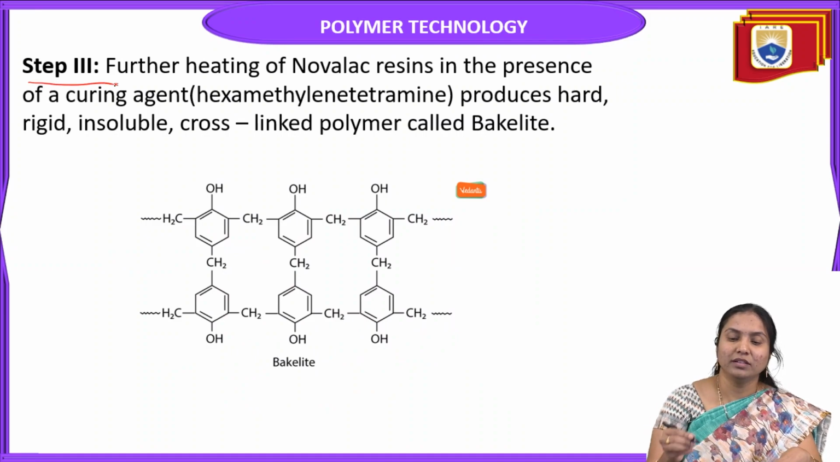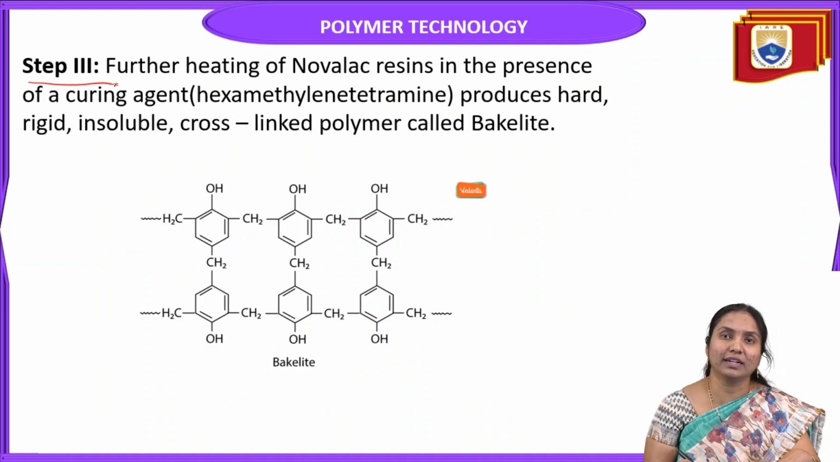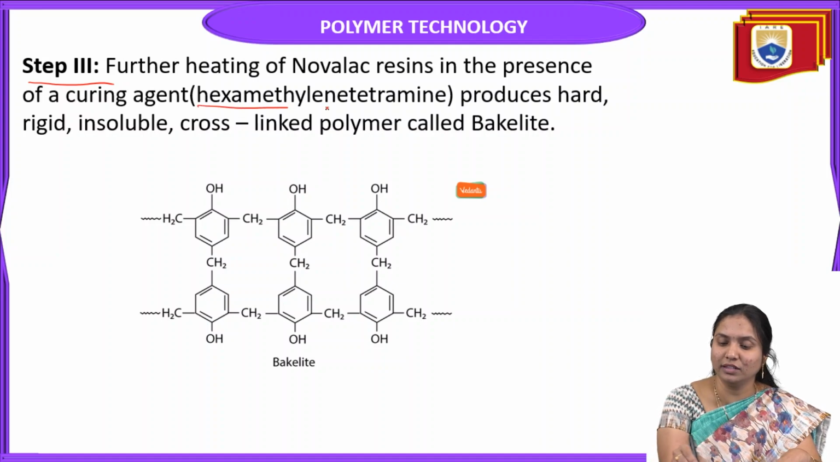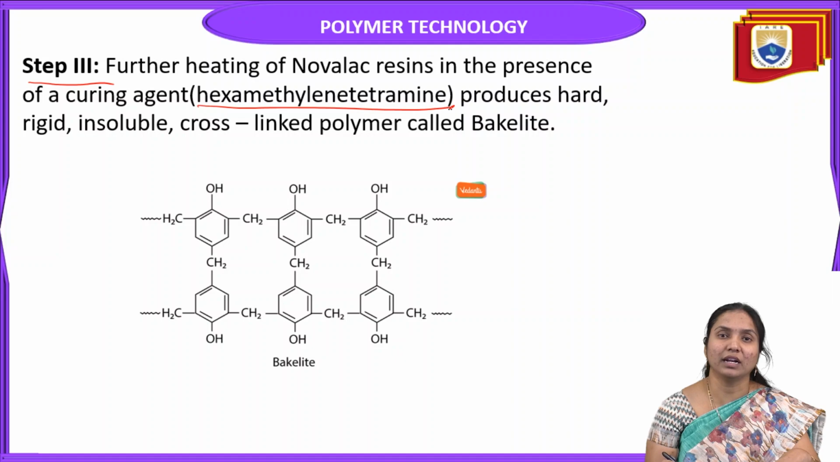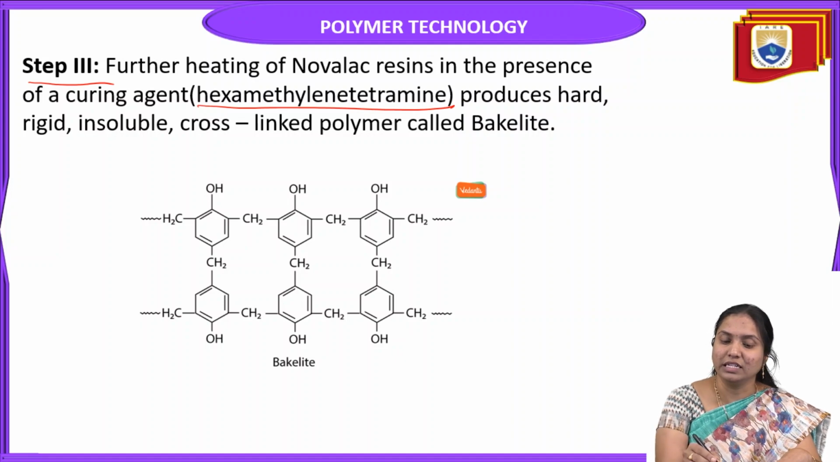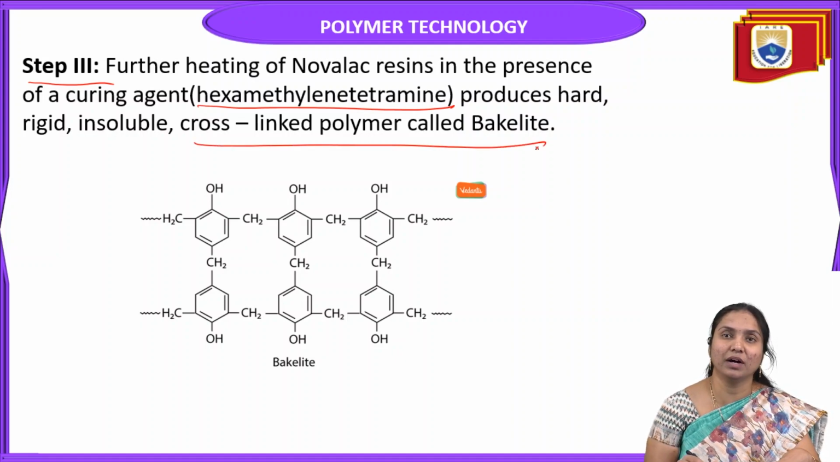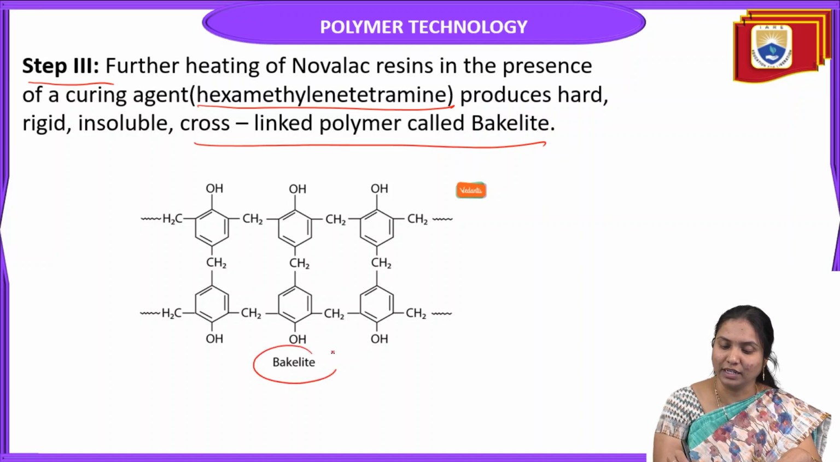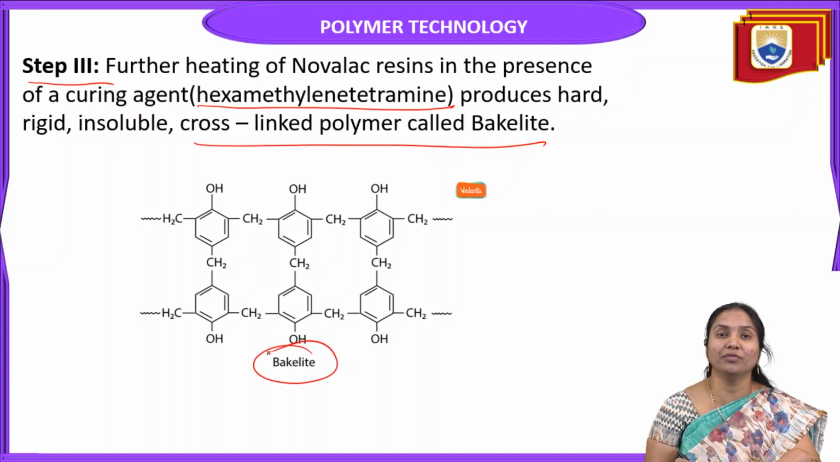The third step is the heating of this novolac resin in the presence of a curing agent. What is the curing agent here? Hexamethylene tetramine. It produces a hard, rigid, insoluble, cross-linked polymer called bakelite. So in this phenol formaldehyde resin preparation, a total of three steps are involved.